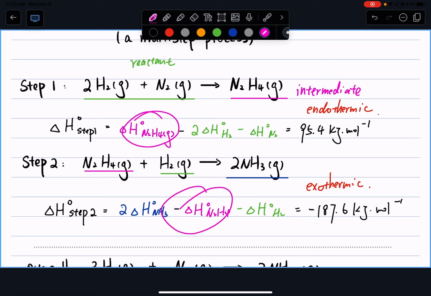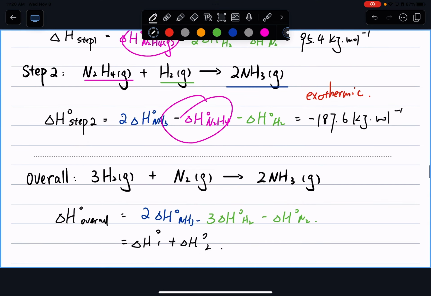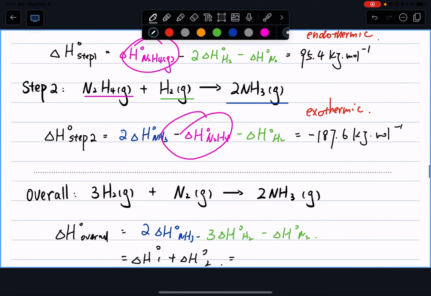And if we're talking about the numeric value, then we're just adding these two numbers together: 95.4 minus 187.6 kilojoule per mole. So that's the overall reaction. And this reaction overall is an exothermic reaction. All right. My annotated note is more detailed, but I think this one is good enough, unless somebody has any questions.